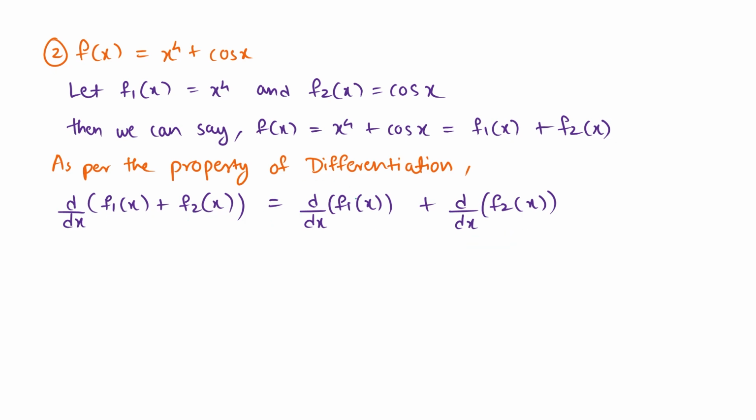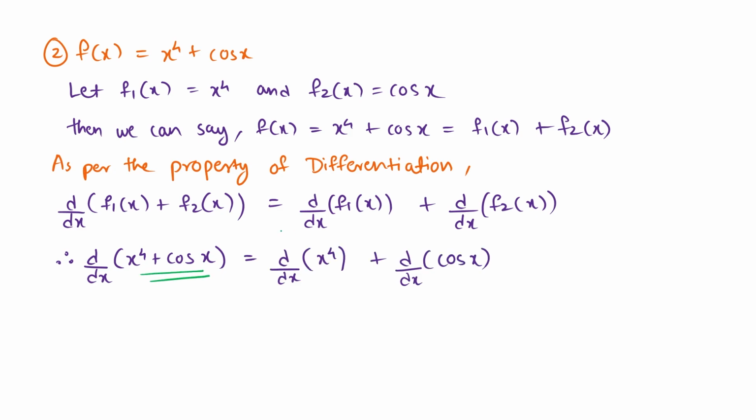So basically we can just calculate the derivative of f1 x and then the derivative of f2 x, and then add those two derivatives. So based on this, if I were to calculate the d by dx of x raised to 4 plus cos x, it's simply equal to d by dx of x raised to 4 plus d by dx of cos x. Now d by dx of x raised to 4 is easy to calculate using the power rule, so it comes out to be 4x cube, and d by dx of cos x is minus sin x.